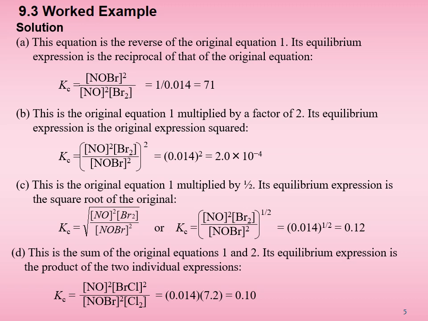Like the previous example, the part D equation is the simplified equation obtained when the original equations 1 and 2 are added. Molecular bromine that appears on both sides of the combined equation cancels. Therefore, to get its equilibrium expression, we multiply the Kc of equation 1 with the Kc of equation 2. By doing so, concentration of molecular bromine also cancels.